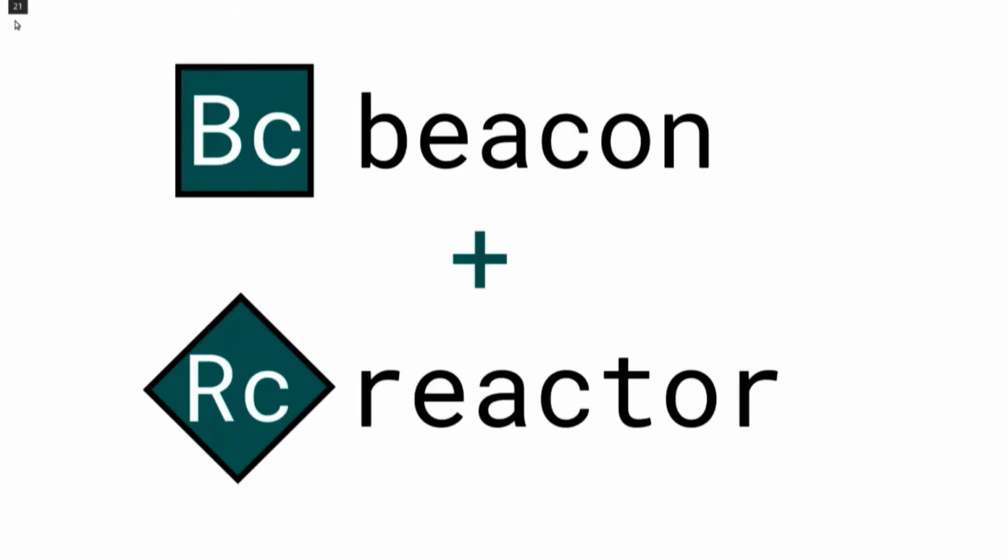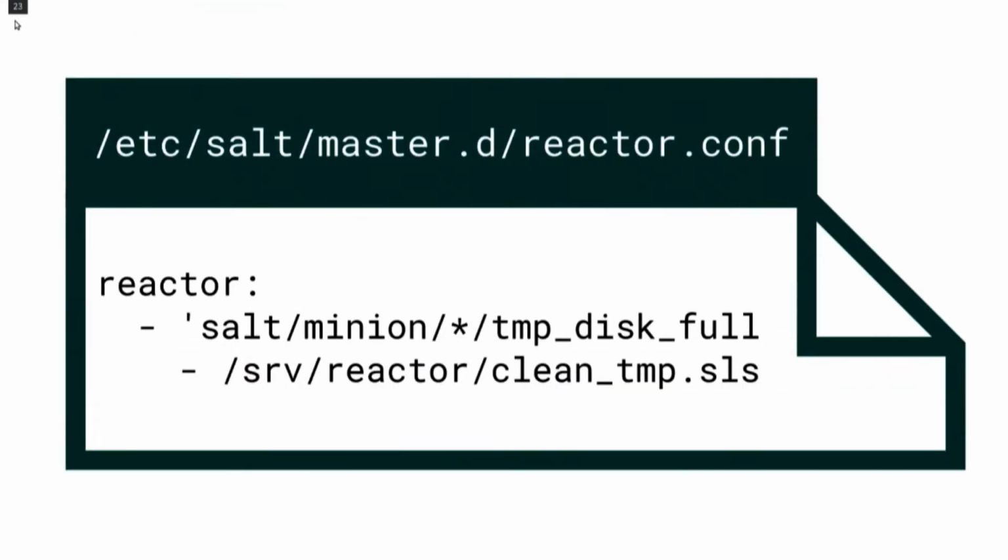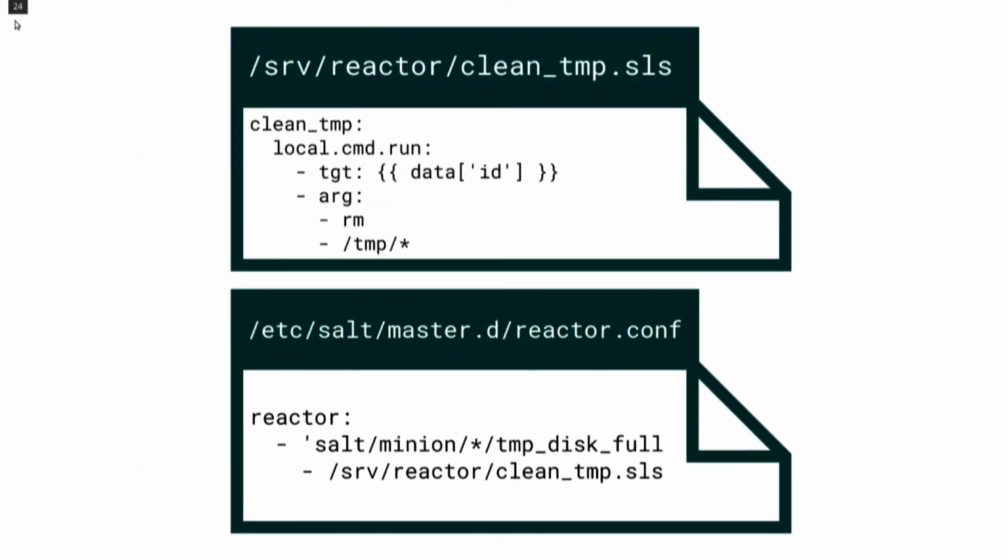Reactors are very, very simple, and they work well with events. So they are, one, a reaction, a thing to do. In this case, the reaction is clean up some temp files. Then there is a list of when to trigger each reaction based on the events you receive. So in this case, we're saying, hey, if you get the temp disk full event, trigger the clean temp reaction. These two files are everything you need to do a reactor.